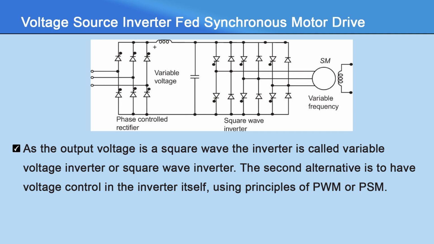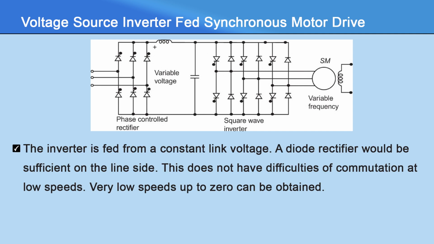The second alternative is to have voltage control in the inverter itself using the principle of PWM or PSM. The inverter is fed from a constant link voltage. A diode rectifier would be sufficient on the line side. This does not have the difficulty of commutation at low speed. Very low speed, down to 0, can be obtained.